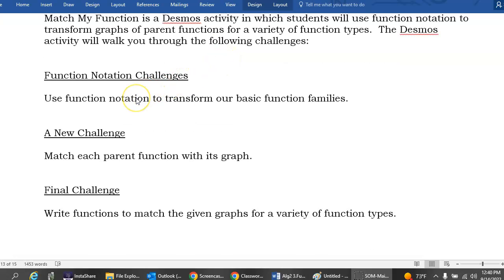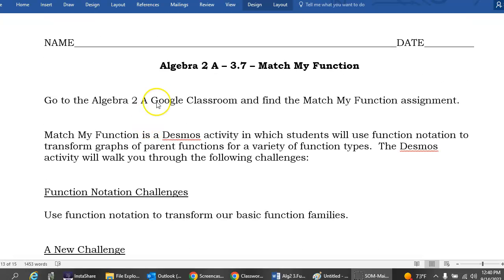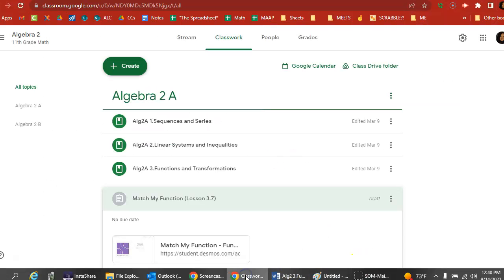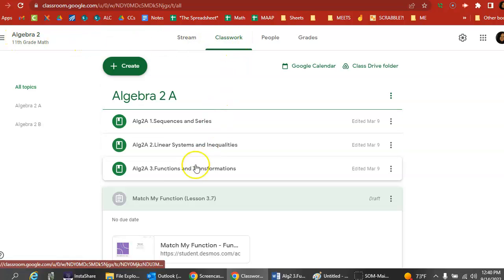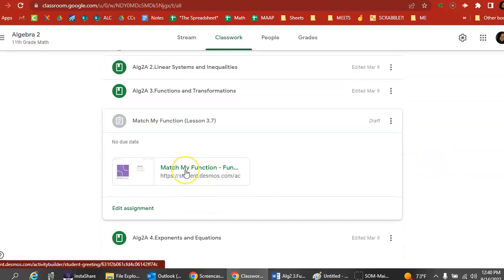There's going to be some matching and some writing equations using function notation, and I'm going to do just a couple of them with you and then leave the rest for you to do on your own. So I'm going to head to Google Classroom, find your Algebra 2 class, under classwork, find the Match My Function assignment, which goes with lesson 3.7. Then you can click on the assignment here.